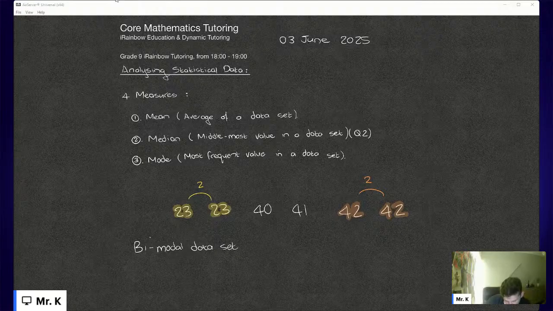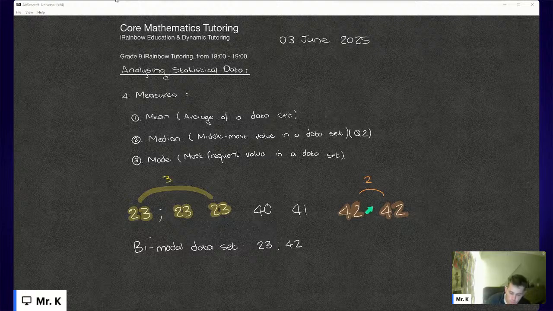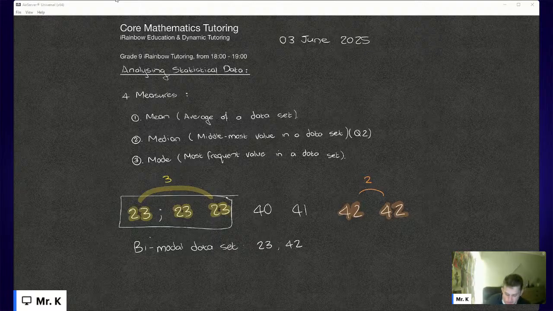Right, so we have two modes. The two modes are the number 23 and the number 42. But if we added a third digit or number over here, let's say we had 3 of these 23s, just as an example, guys, we have 3 23s and only 2 42s. It's clear that the number 23 is the most frequent value in the data set. So then only the number 23 is considered to be the mode.